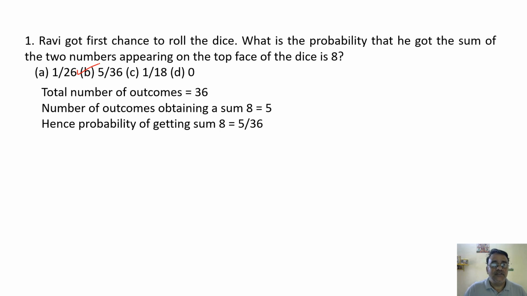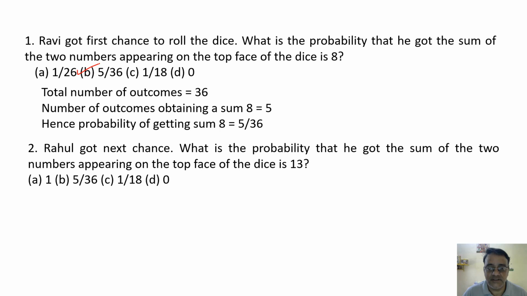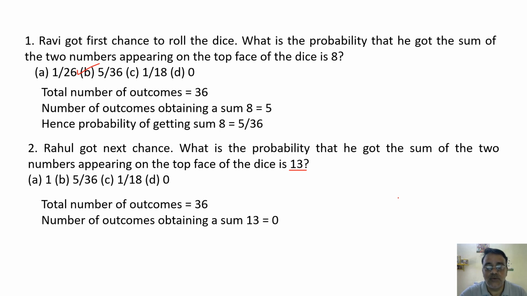Right, now the next question. Rahul got the next chance. What is the probability that the sum of the two numbers appearing on the top face of the dice is 13? 13 is not possible, okay, because the maximum sum is 12, so it is an impossible event. So the required probability is 0 and the correct option is option D.